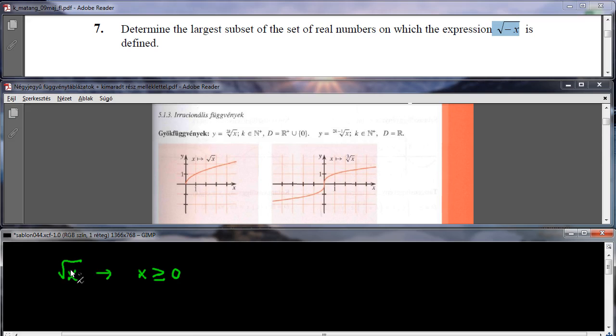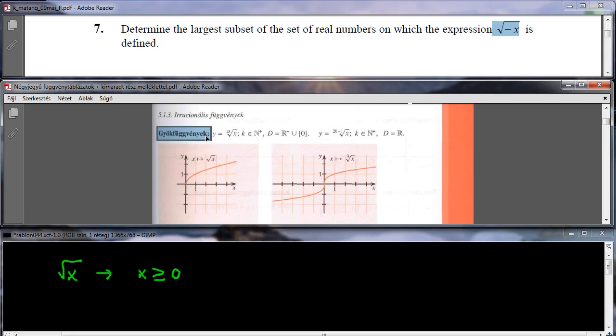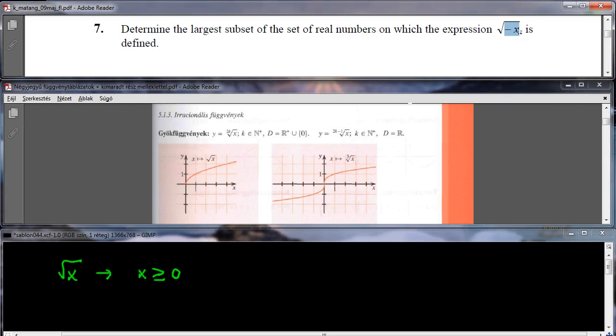So basically what it means is that if x is negative, you cannot have a square root of it in the real numbers. Okay, so here you can also see in the functions, here you see the square root function. It says that it only starts at 0. It doesn't have any value on the negative side, only at 0 and the positive side. But now we don't have square root of x, but square root of minus x.